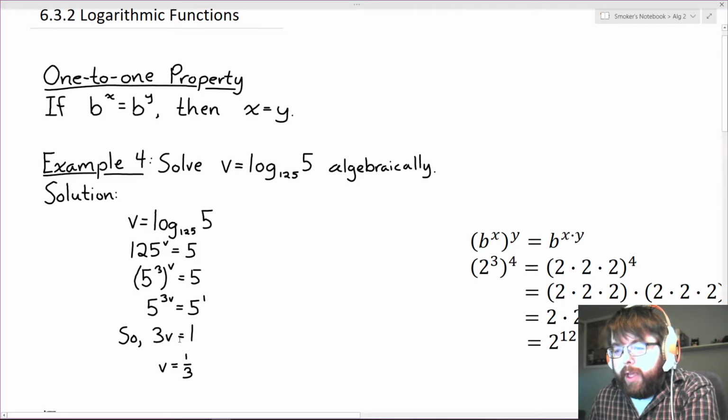So 3v equals 1. Hopefully you understand how I went from 5 to the third to the v to 5 to the 3v, and hopefully you understand how I went from 5 to 5 to the 1. And then 3v equals 1 is v equals 1/3 is the answer.